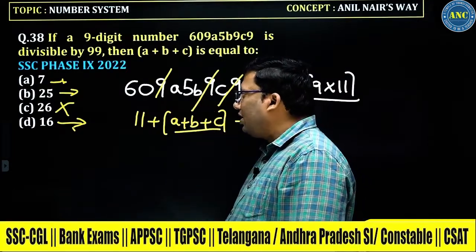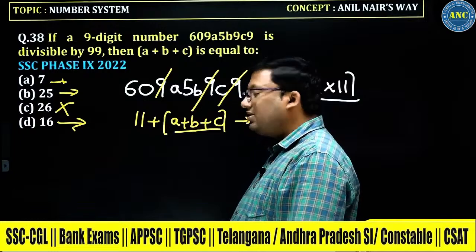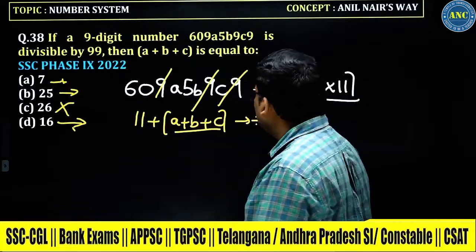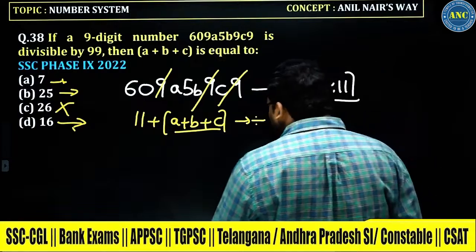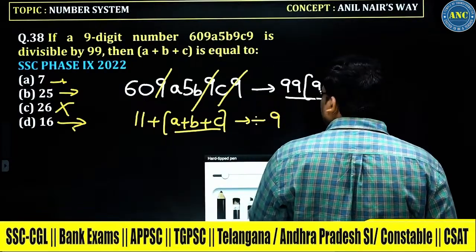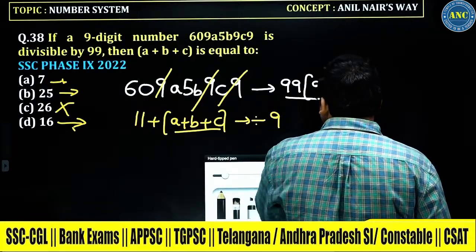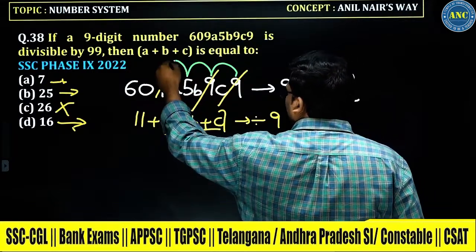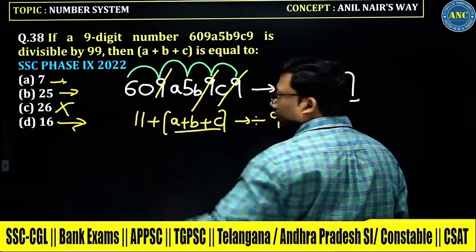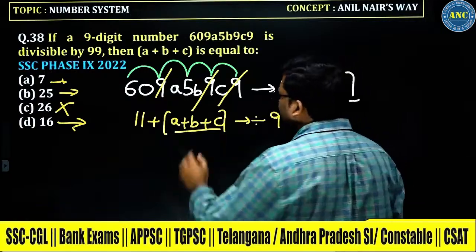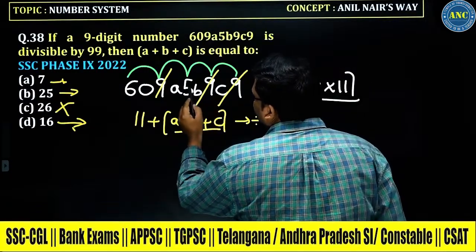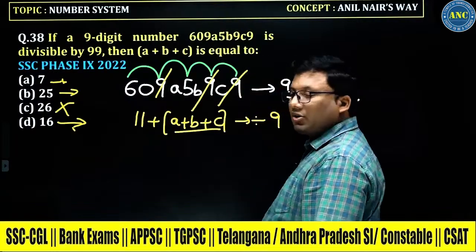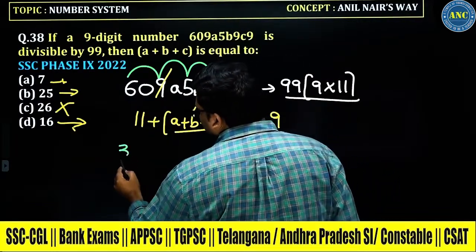What is that option? 11 plus 26 is 37. 37 is not divisible by 9. Now, it must be divisible by 11. What is the concept of 11? It means the sum of odd places. What will be the sum? 9 plus 9, 18. 18 plus 5, 23. 23 plus 9, 32. 32 plus 6, 38.